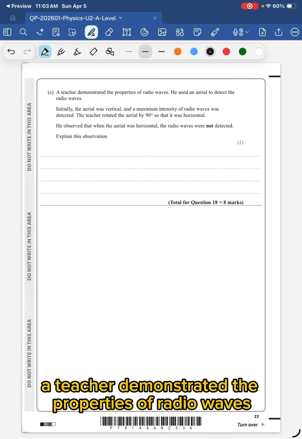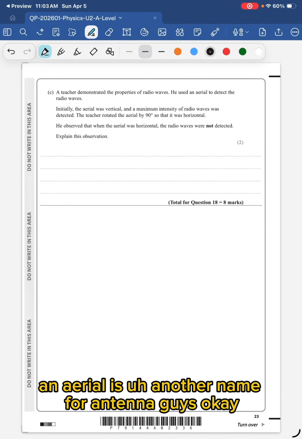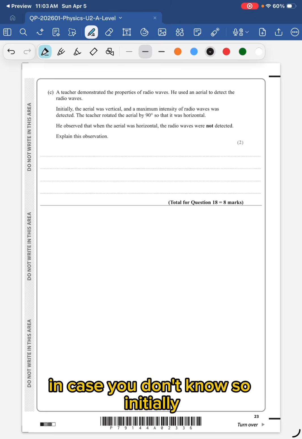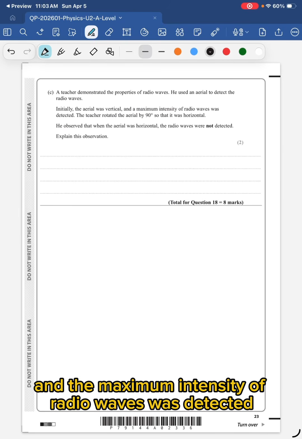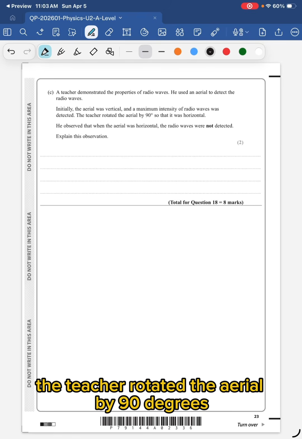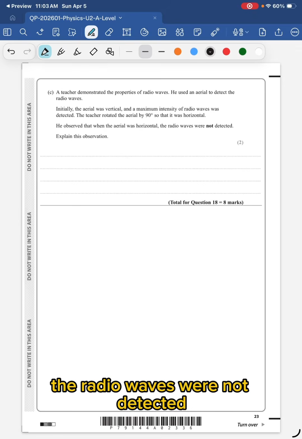A teacher demonstrated the properties of radio waves. He used an aerial to detect the radio waves. An aerial is another name for antenna, guys, in case you don't know. So initially, the aerial was vertical and the maximum intensity of radio waves was detected. The teacher rotated the aerial by 90 degrees so that it was horizontal. He observed that when the aerial was horizontal, the radio waves were not detected.